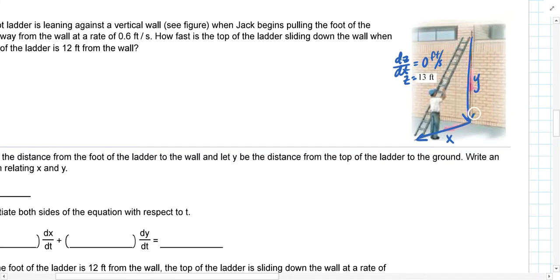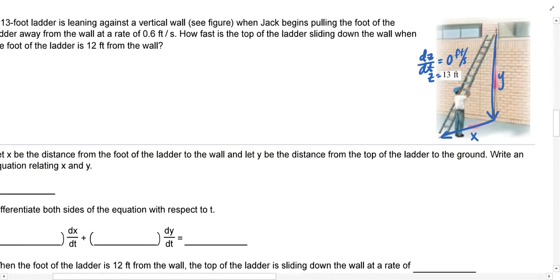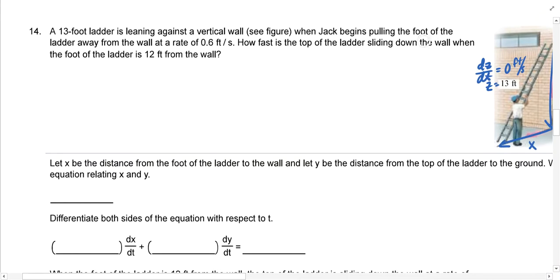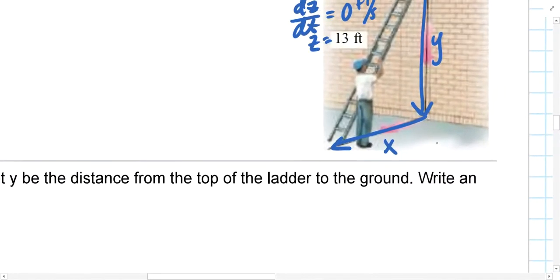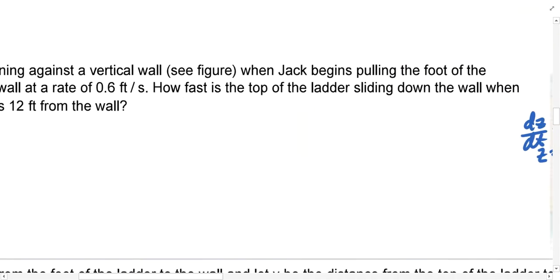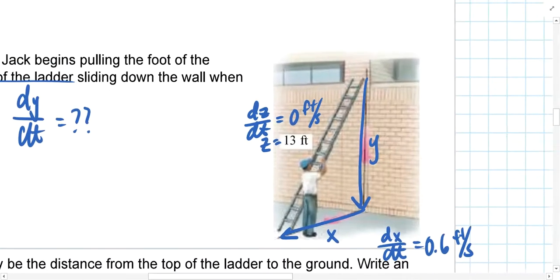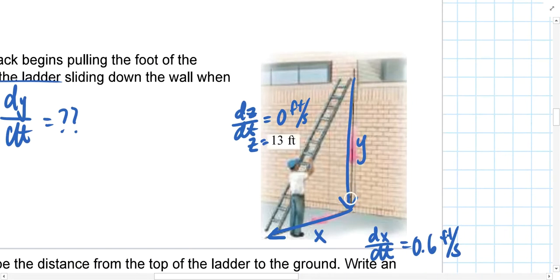But as the ladder falls down the wall, then its vertical position is changing with time, and so is its horizontal position. Jack begins pulling the foot of the ladder away from the wall at a rate of 0.6 feet per second. So this measurement down here, dx/dt, is equal to 0.6 feet per second. And it's a positive number because this horizontal distance is increasing. We would like to know how fast the top of the ladder is sliding down the wall. That's our dy/dt, and we should compute a negative result for that because the height above the ground is decreasing.